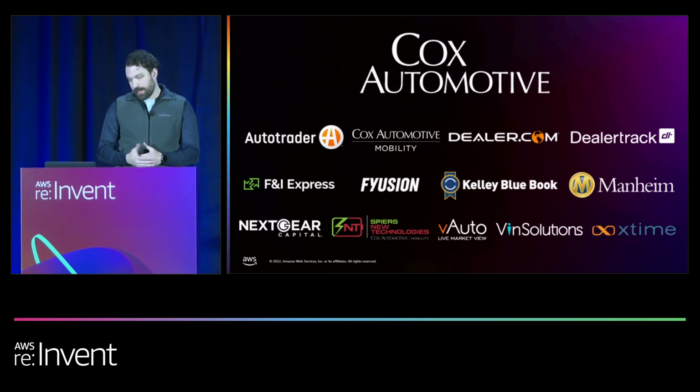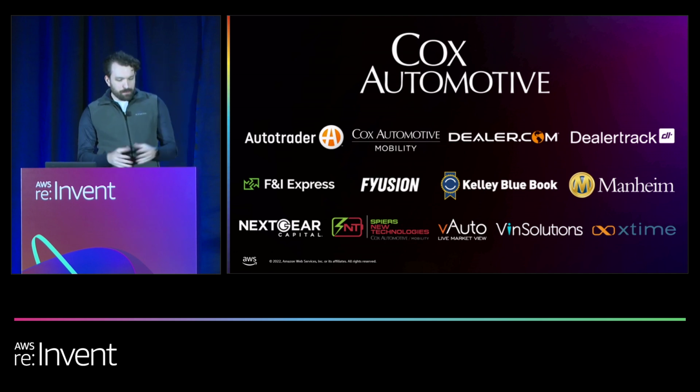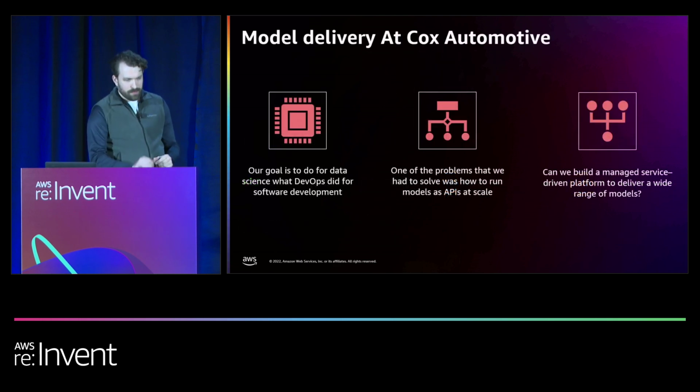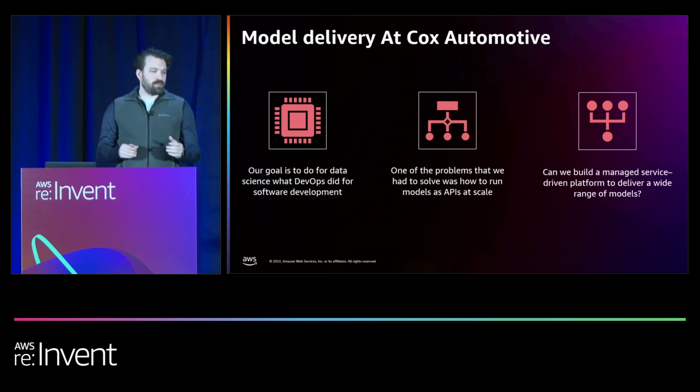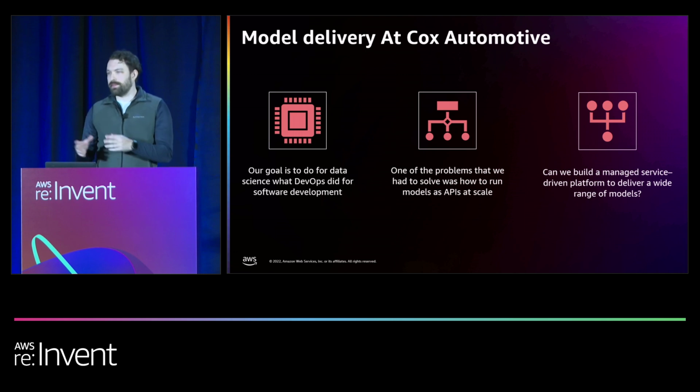So my group resides within the Cox Automotive Enterprise Data. And then my team in particular is the MLOps Platform Engineering. But what does that mean? So our goal is to do for data science what DevOps did for software development. And what that means for us is that we want to build a platform that allows our data scientists to take their code from development to production without the need for engineering to get involved and handhold the entire way through.